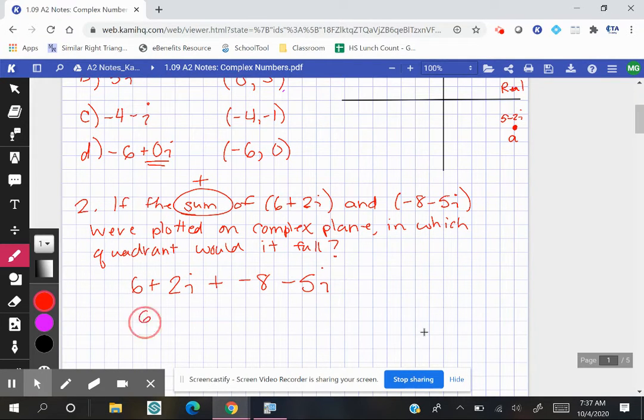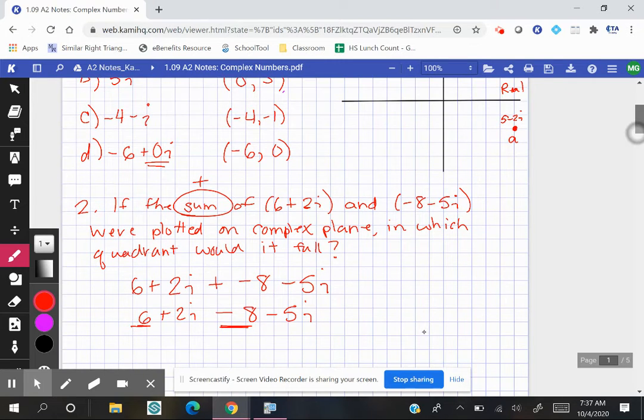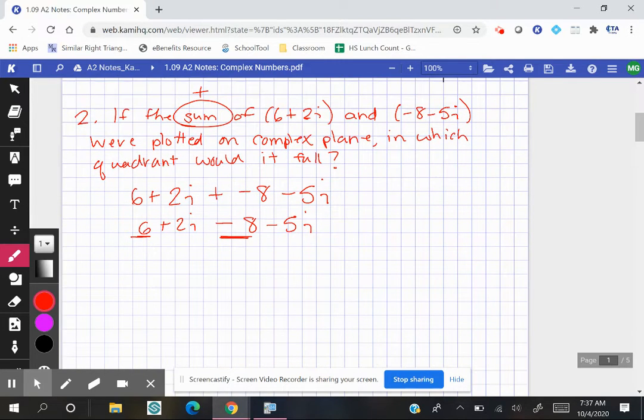So that's really the same as saying 6 plus 2i minus 8 minus 5i, since adding a negative is just subtracting it. So look for your like terms here. And again, you should be able to do this one on your own. So even if you haven't at this point, pause, figure out the answer, and then check back. So 6 minus 8 gives you negative 2. 2i minus 5i gives you negative 3i. Now remember, you can check those in your calculator.